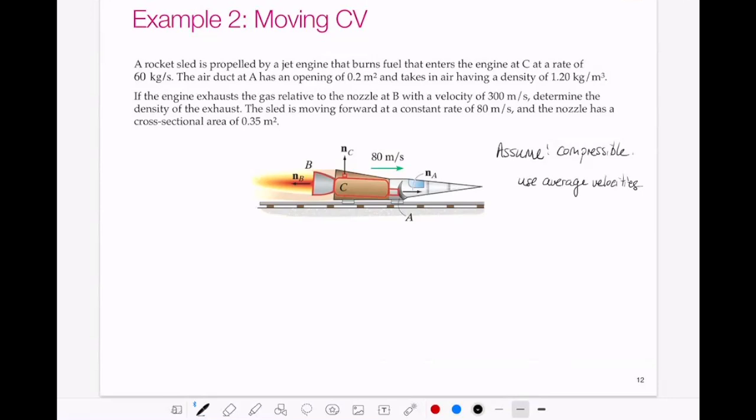So next thing, is our control volume steady? Yeah, our control volume is moving, but is the flow in our control volume steady? Is it steady flow? So is the flow within the control volume changing with respect to time?